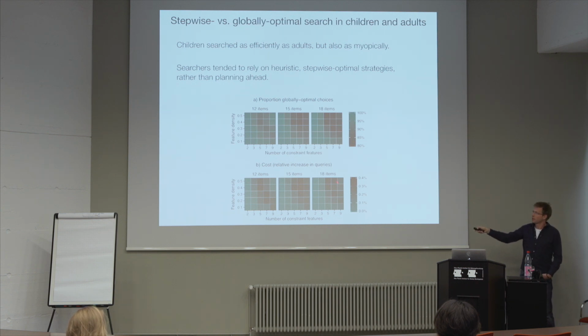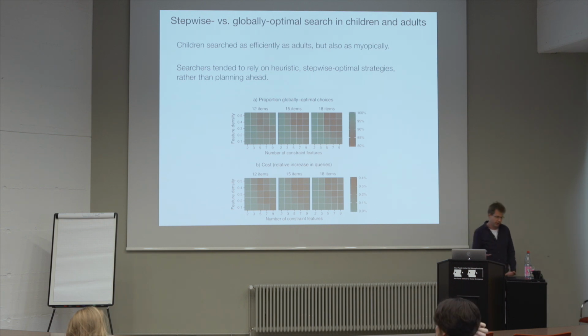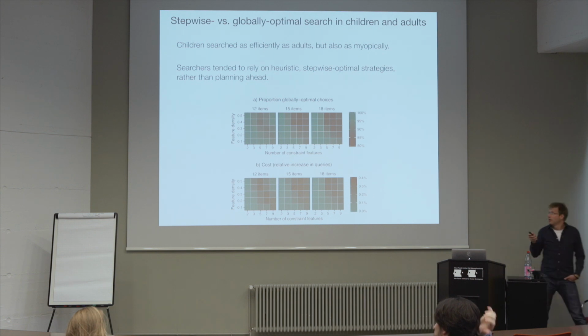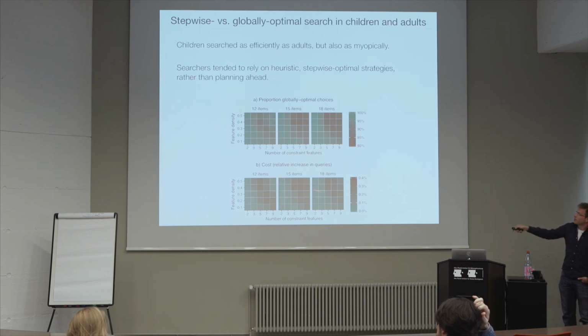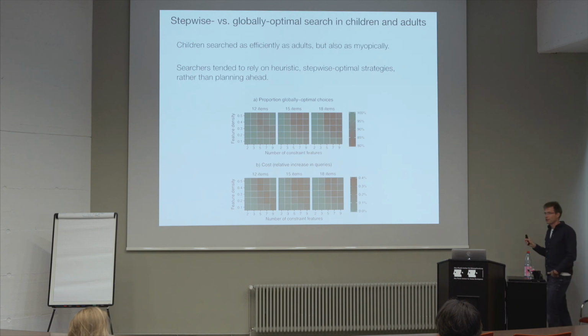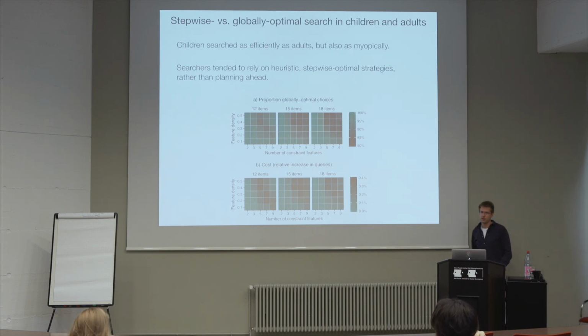But you can also look at a more fine-grained measure, namely the actual costs that are incurred by selecting a suboptimal query. And then you see, qualitatively, the pattern is the same: performance drops as things get more complicated, but you also see, if you look at the scale, the actual loss in the number of questions that you need is not really big.